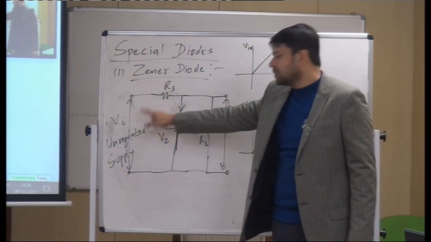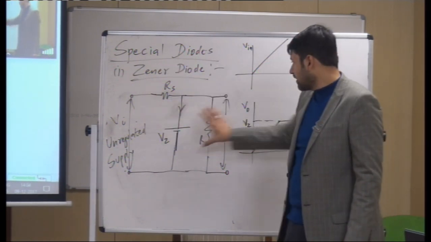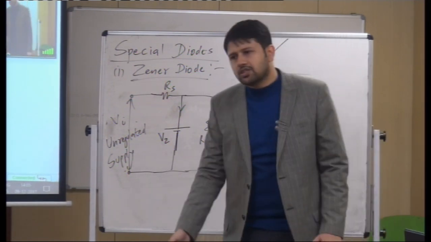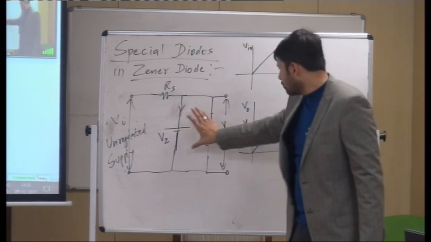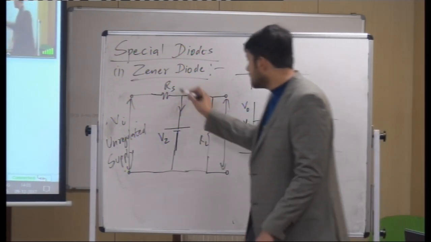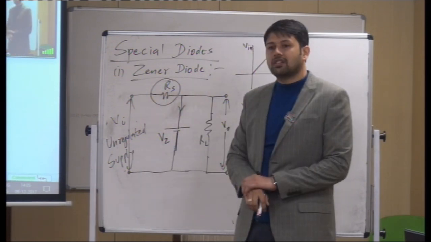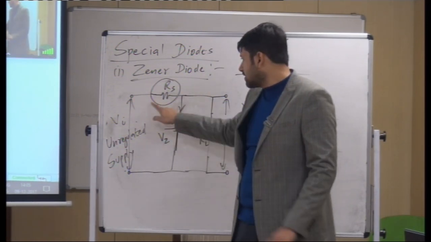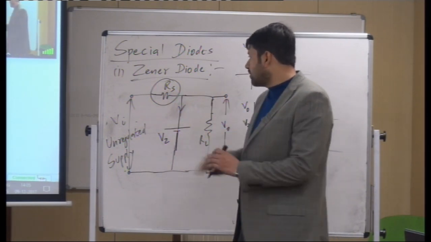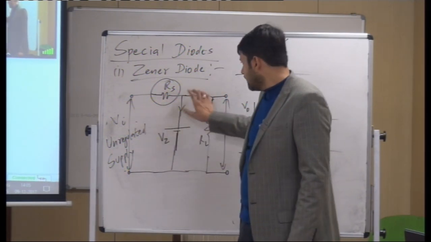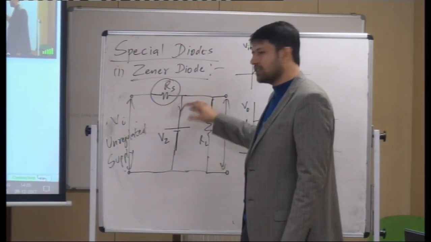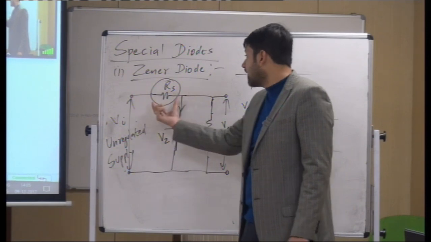If the input increases to 61, still the output here is 50. If the input increases to 100, still the output is 50. So what happens to the rest of the voltage? The rest of the voltage is handled by this resistor. You can see this is in series to both the branches, right? So if the input voltage is 100, in this portion the voltage is 50, and the rest 50 is handled by this.